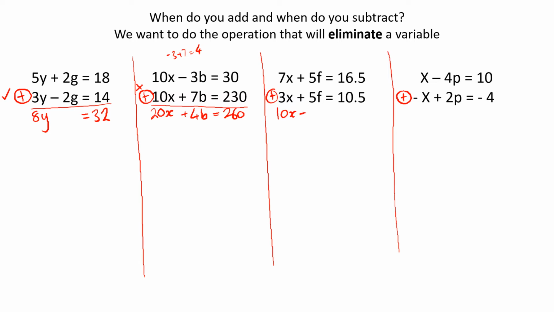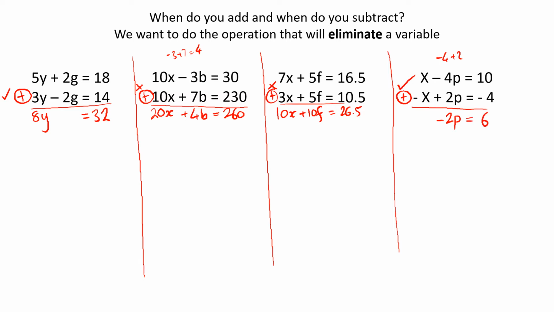5f plus 5f is 10f, and these add up to 26.5. Again, that's wrong, because we haven't eliminated any variables there. We've still got x, we've still got f. And what about the very last one? Well, we're doing x plus minus x, which is going to go away to 0, and minus 4 plus 2p, so that's going to be overall minus 2p.